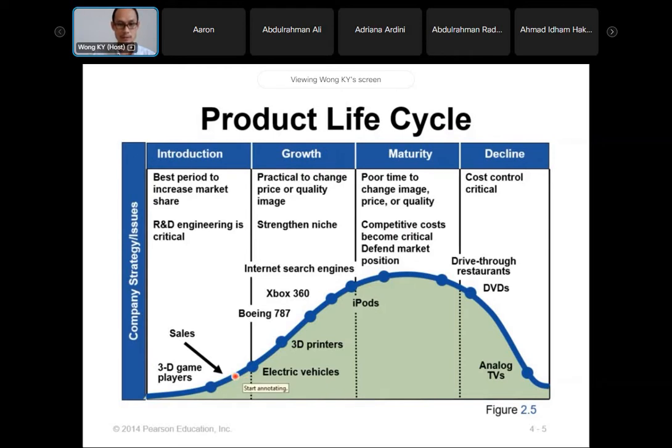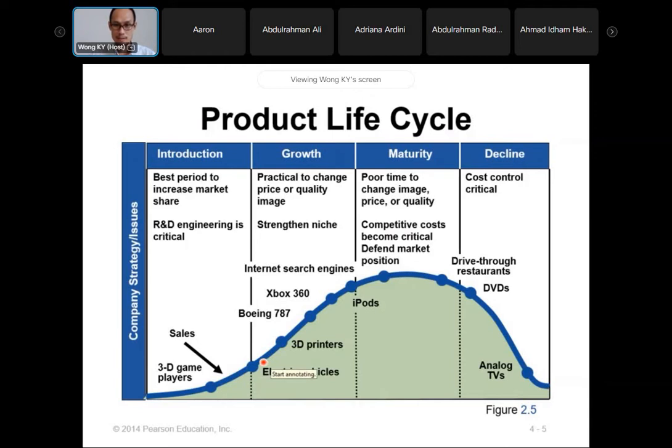For example, in Malaysia, it's still not very common. In Singapore, it's more common. You see, in Singapore, there are more charging points. But in Malaysia, I don't see any at the moment. Right? So electric vehicle is at this stage here, between the introduction and growth stage.